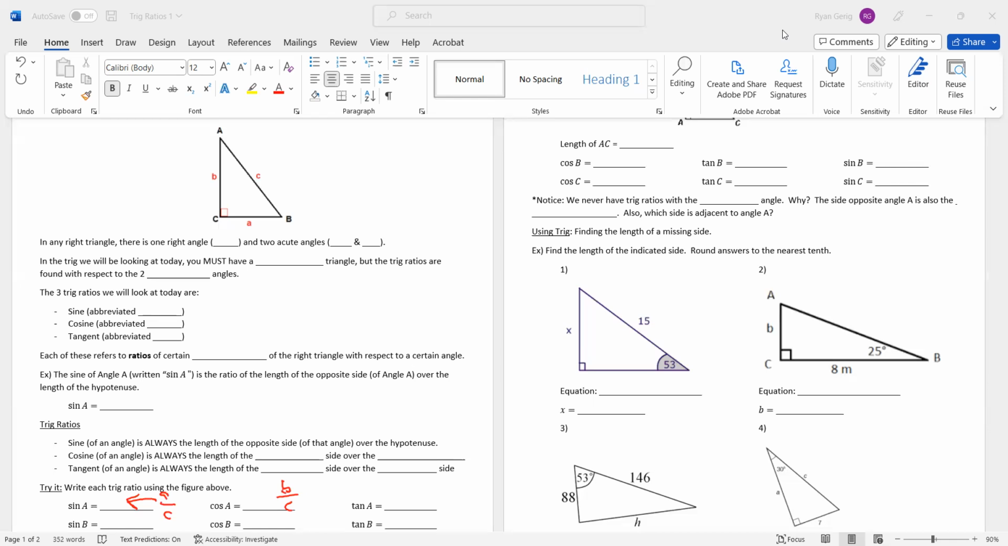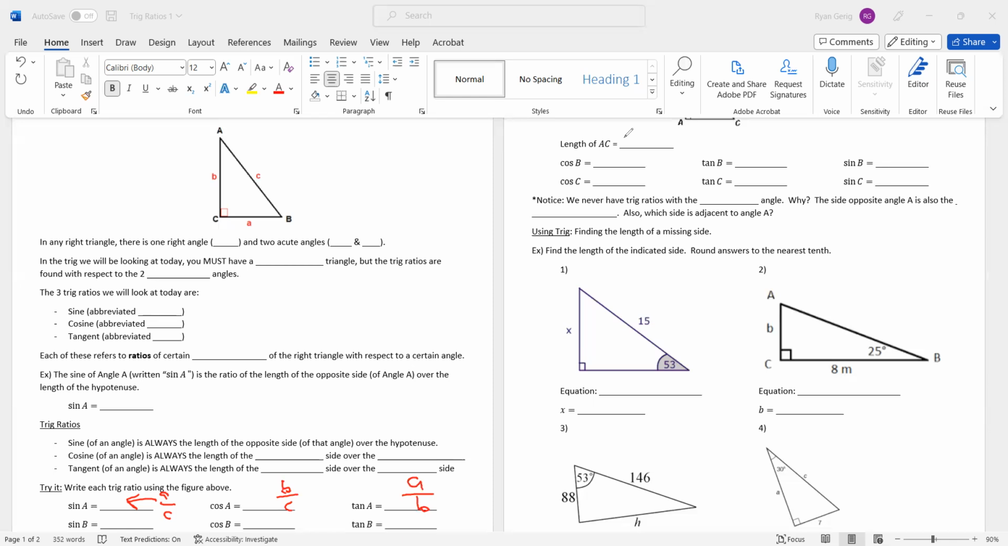Okay, the tangent of A, again looking at A, is opposite over adjacent. So opposite is A, and adjacent is B. I'm going to switch colors now so that you can see it a little bit better.